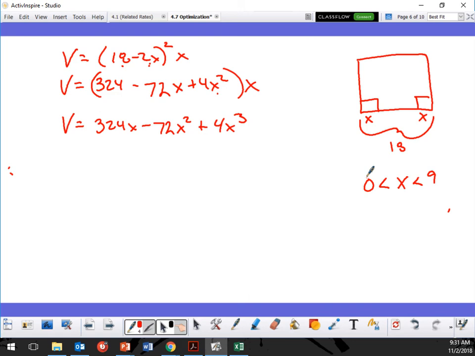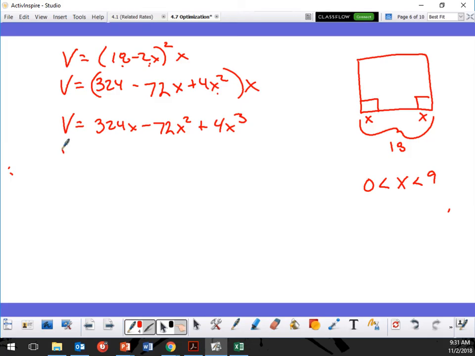Hopefully there's no fractions in there. It's not like some ridiculous answer like 324 over 17 or something like that. Any number, right? Okay, so let's go through and do the derivative then.